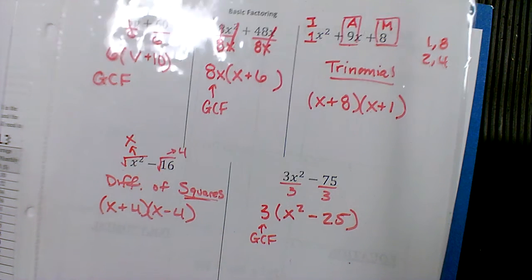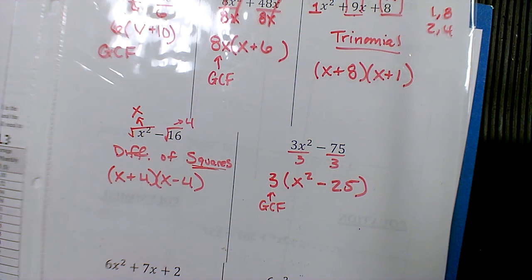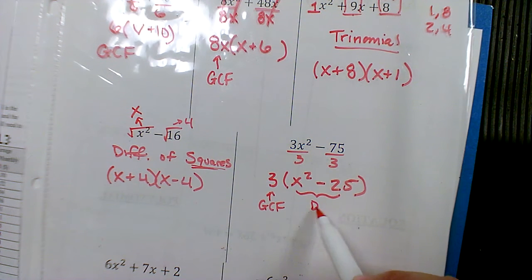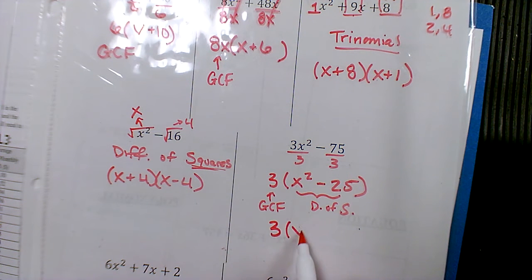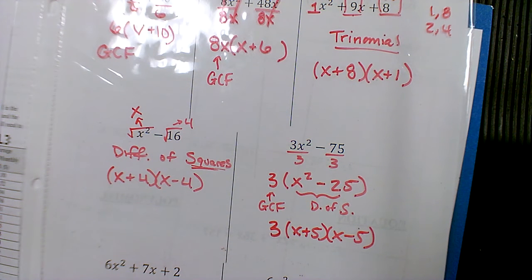Can we use another factoring technique? Can we keep going? What do you think, Hannah? Right, so now this is a difference of squares. X squared is a perfect square, 25 is a perfect square. So if we were to use the difference of squares technique on that leftover factor, we would have an x plus 5 and an x minus 5.